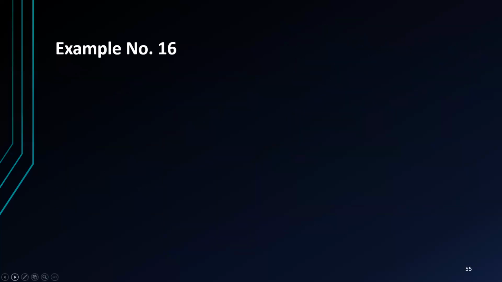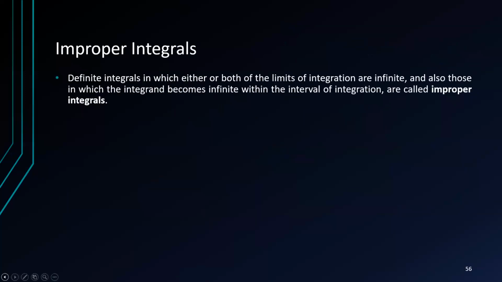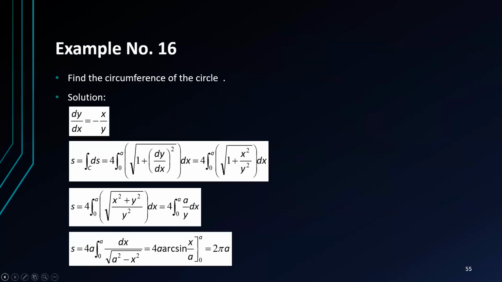Number 16. Find the circumference of the circle. So, this is simple. Solution: dy over dx is equal to negative x over y. In the circle, this is the formula. Check the equation of the circle, so you derive that the slope is negative x over y.